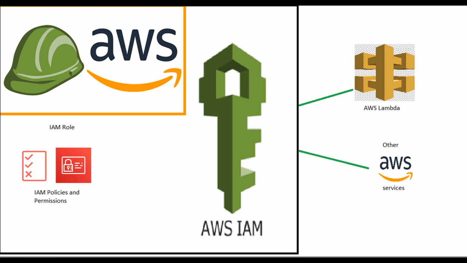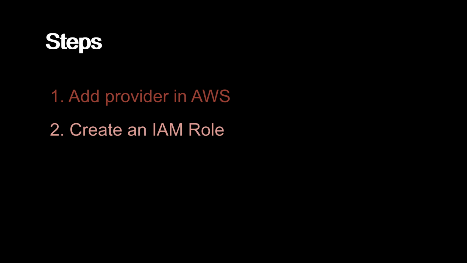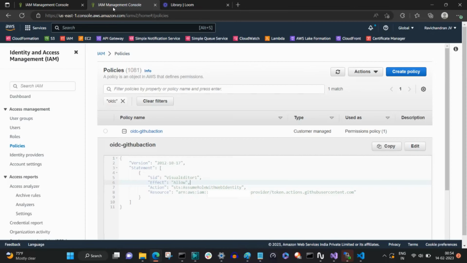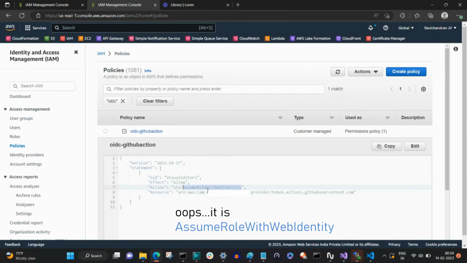So what you saw just now was adding the necessary prerequisites in the cloud provider, that is AWS. The first step is to create the provider, by adding the provider as you saw in the video. Once the provider is created, you associate an IAM role for the workflow and assign it certain permissions, for instance, the STS assume role with web identity permissions. So that is the brief about OIDC with AWS and GitHub Actions workflow.